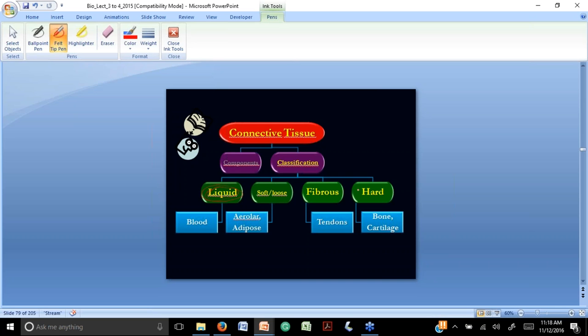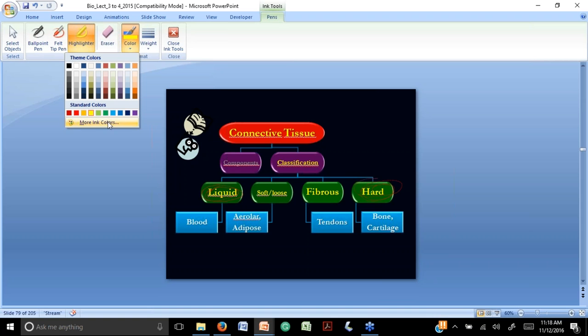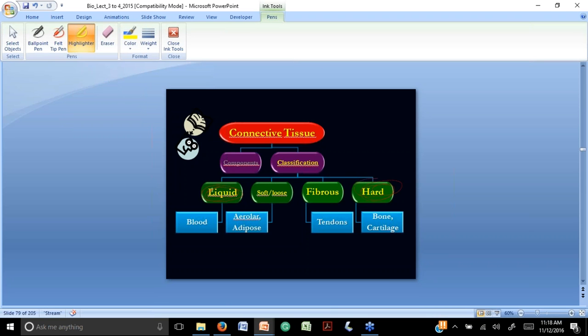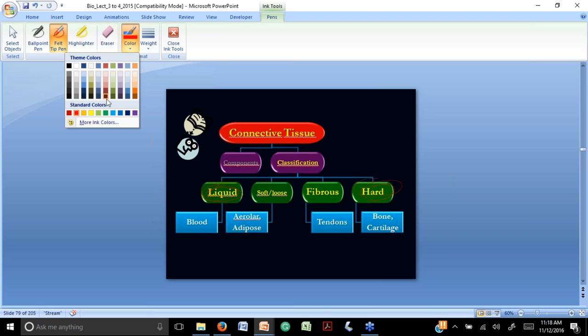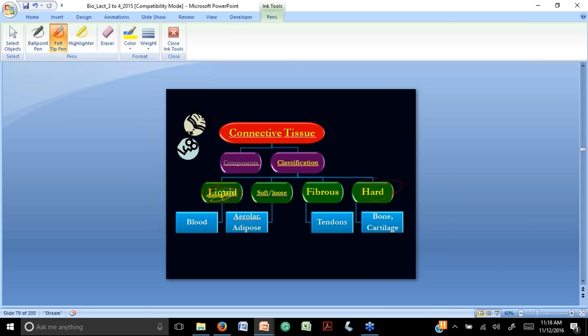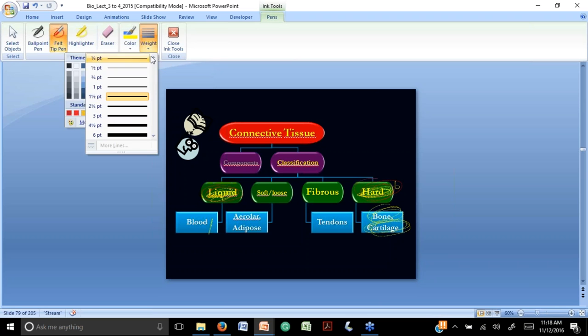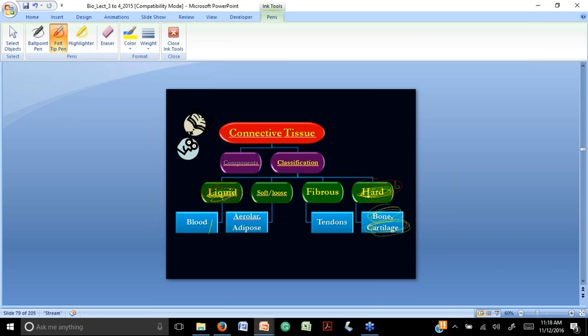Start with liquid and then go to hard. So go to the extremes. We have liquid on one side and hard on the other side. What is liquid? The blood. What is hard? Bone and cartilage are actually the hard connective tissue.